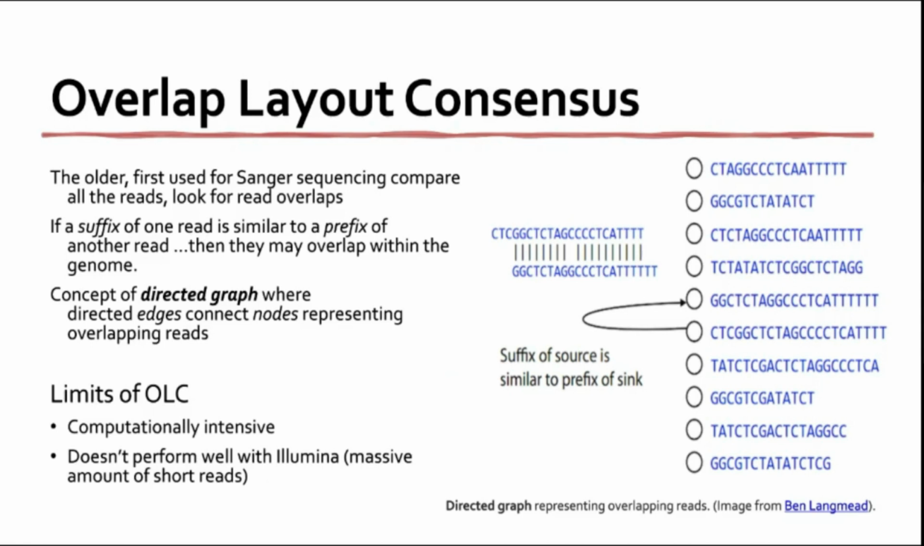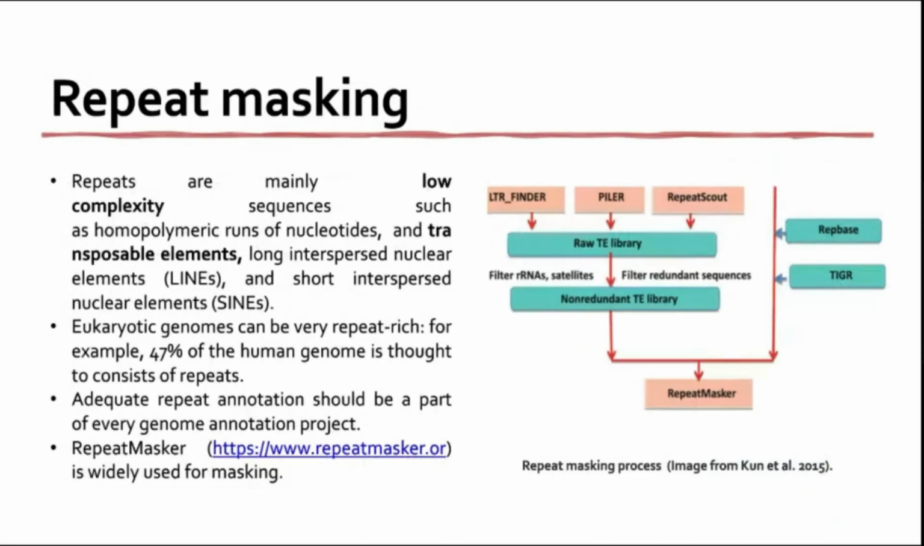And definitely the limitation here is computational power, and it will not perform well on short reads, because there are too many reads. In the case of overlap technology, the reads are comparatively fewer than in Illumina. So that is the OLC concept we have to follow.